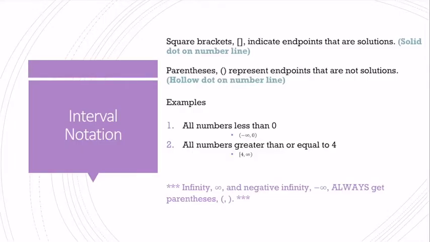Friendly reminder that we want to express our solutions in interval notation, right? Interval notation uses square brackets to indicate the endpoints are solutions. That'd be used with greater than or equal to or less than or equal to. Parentheses represent that our endpoints are not included in our solutions. That's used with greater than or less than. So here, for example, we have all numbers less than 0 and all numbers greater than or equal to 4. It's important to note that infinity and negative infinity always get parentheses.